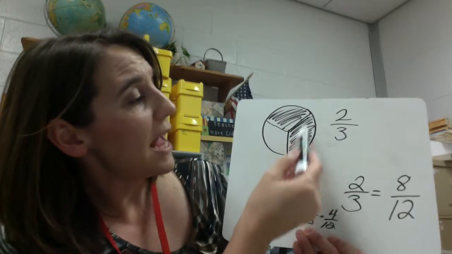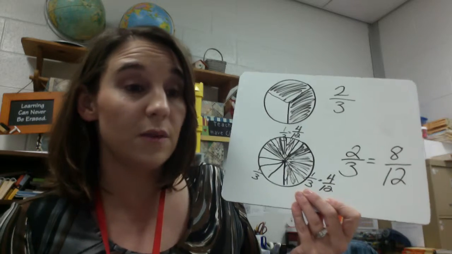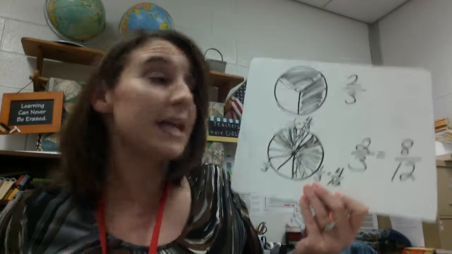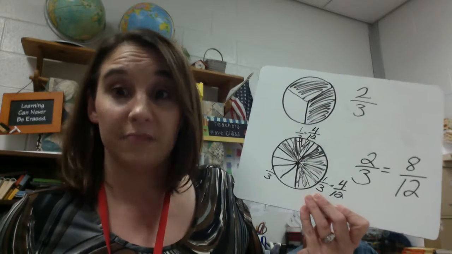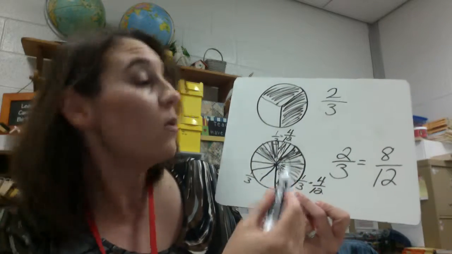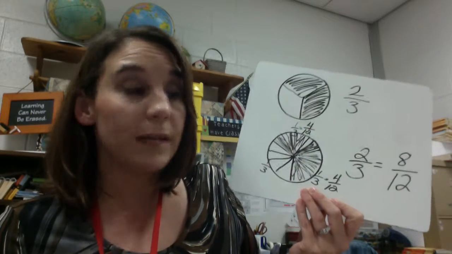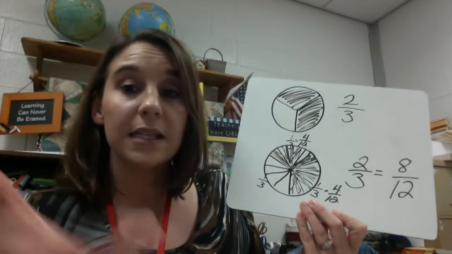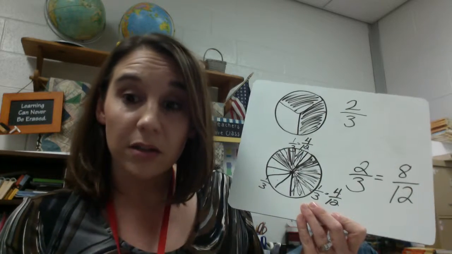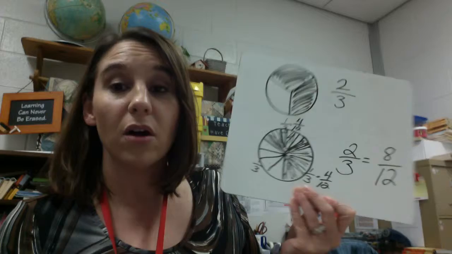Up here when we had thirds, when our whole was cut into only 3 pieces, what do you notice about the size? The pieces are pretty what? They're pretty big, aren't they? When we take that same size whole and cut it into 12 equal pieces, we've got a lot more pieces, so the sizes are smaller. But 2/3 and 8/12 are equivalent.